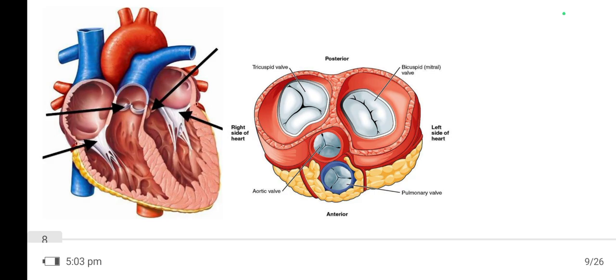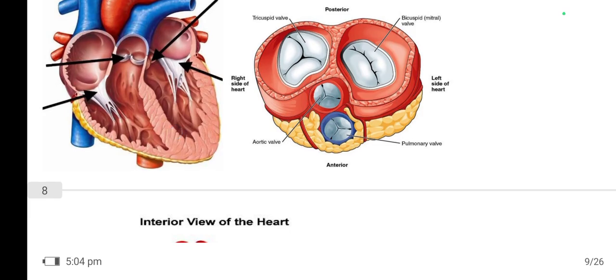Aortic valve is also present at the mid-axillary line, and anteriorly what we do have is a pulmonary valve. Tricuspid, bicuspid and pulmonary are the three valves, and also aortic, so the four valves: tricuspid, bicuspid, pulmonary and aortic.